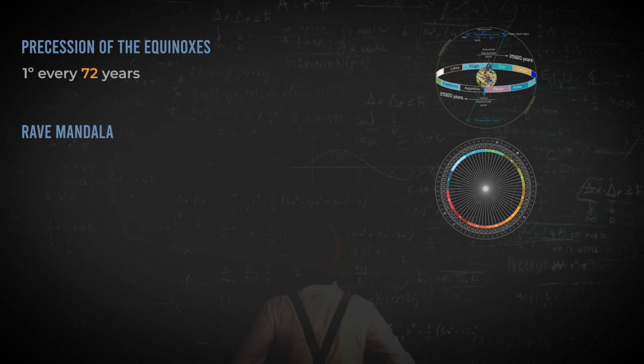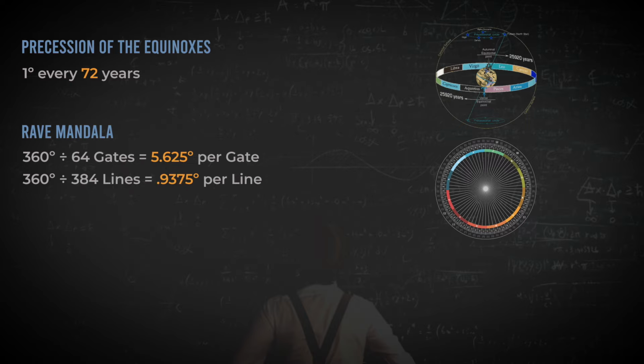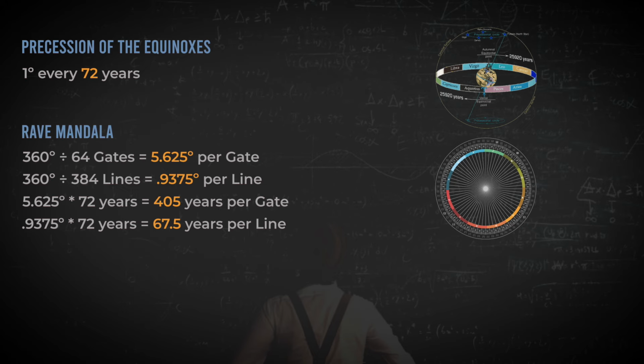So then we map it onto the Rave mandala. All right, we have to use fractions because 64 doesn't break into 360 really well, right? So you get 5.625 degrees per gate. Okay, we can work with that. You get less than a degree per line, right? And so what we come up with is about 405 years per gate if we're using this math. Right? So every 67 and a half years, we would go backwards line by line by line.